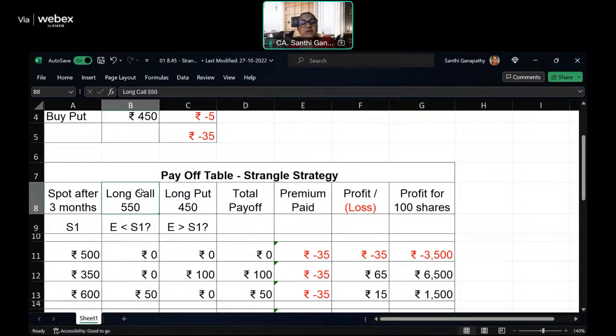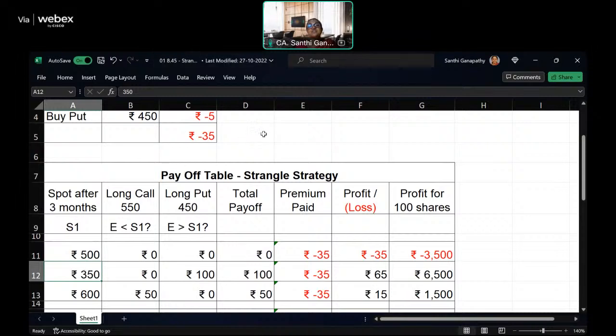For a call, only when the exercise price is less than the stock price, I will exercise. When in the market it is available at 500, and I have the option to buy at 550, will I exercise? No. So what will be my payoff? Zero. Similarly, if the stock price in the market is 350.